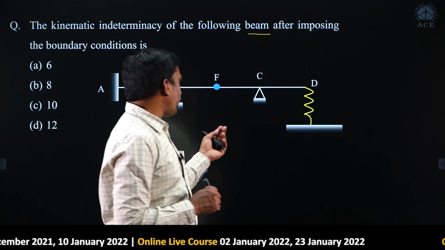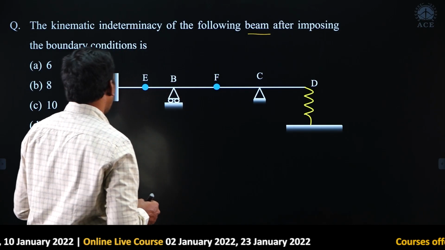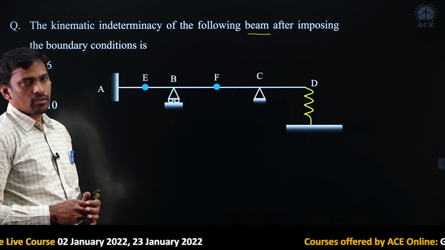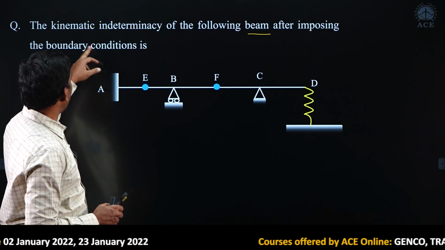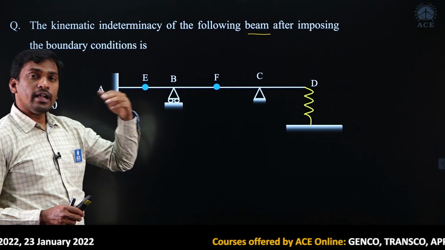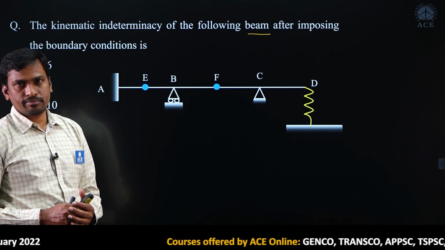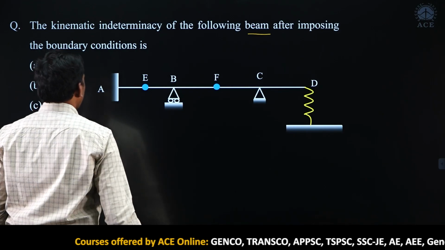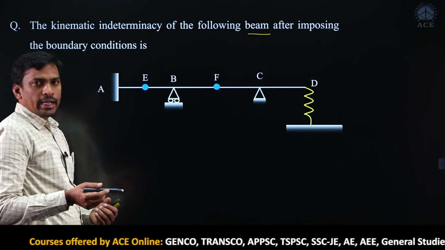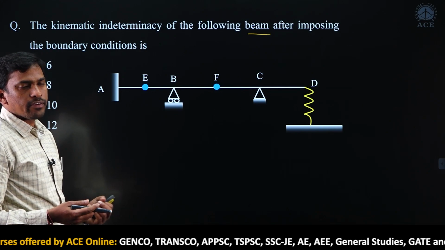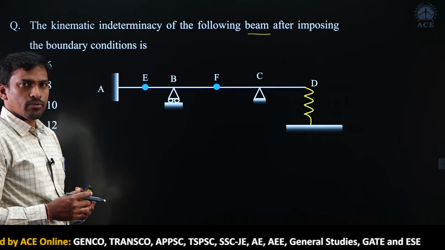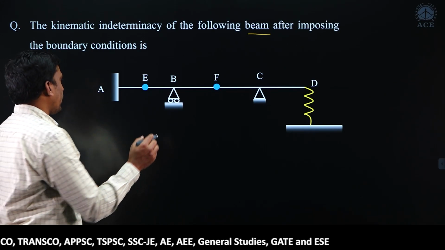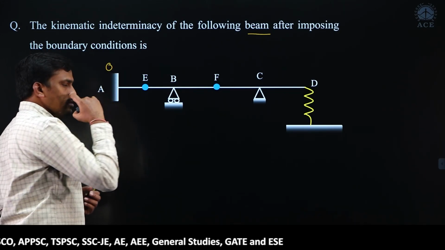Now, for this diagram we will first find the kinematic indeterminacy with axial deformation. Imposing the boundary conditions here means neglecting axial deformation. Just look here. At the fixed support, how many degrees of freedom? At the fixed support the degrees of freedom are 0, yes or no. Kinematic indeterminacy is also called degree of freedom. So the number of degrees of freedom is 0.